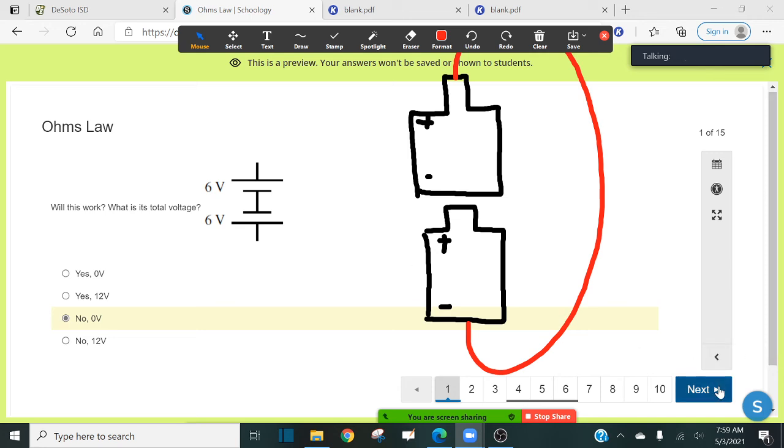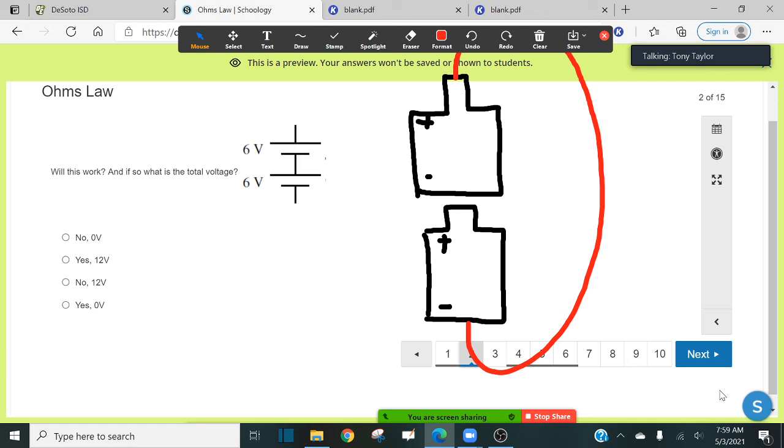Okay. But what about this situation right here? Will this work? Well, it should be obvious to you guys because notice this end right here is positive and that end right there is negative. So now the negative end is connected to the positive end. So yes, this will work. And so the total voltage of this battery will be 12 volts, right? Because you're combining two batteries. 6 plus 6 gives me 12 volts, right? So hopefully that makes sense. Okay.